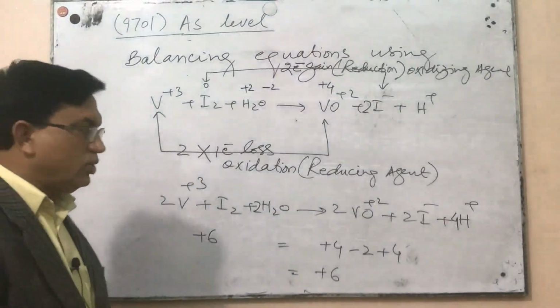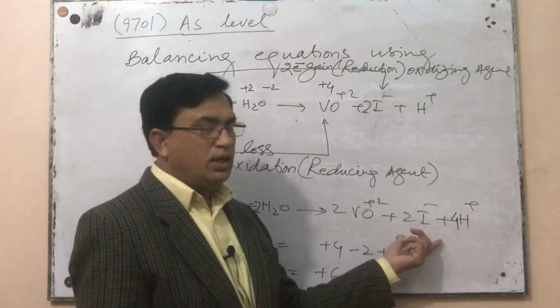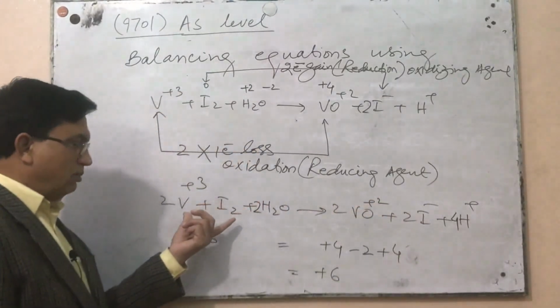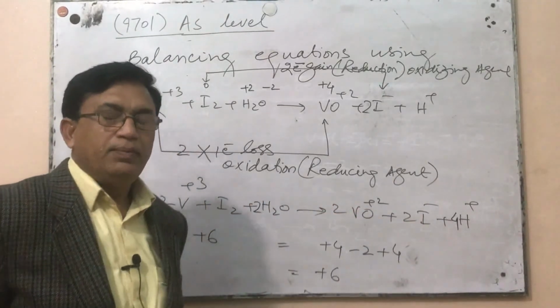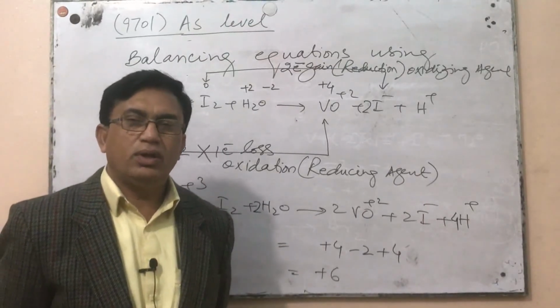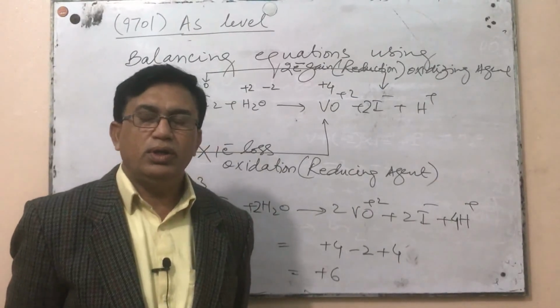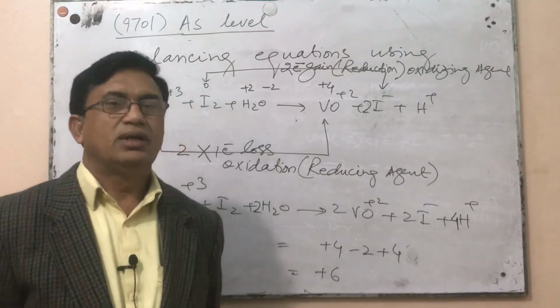It means that the total oxidation state on the reactant side and the product side, the total charges on the reactant side and product side, and the total number of atoms on the reactant side and product side are all equal. This indicates that the equation is now balanced in every aspect. And this is the method of how we use the oxidation number to balance chemical equations.